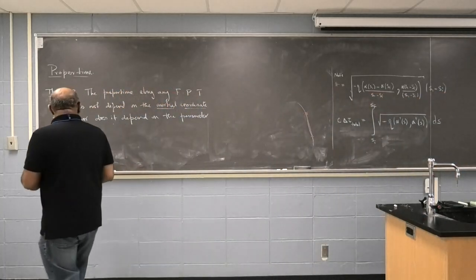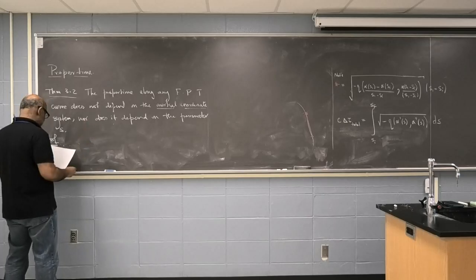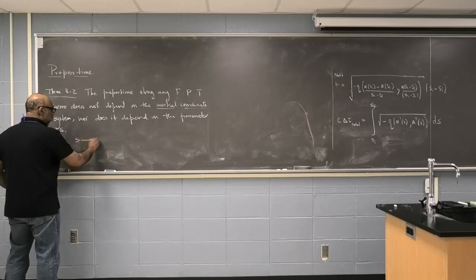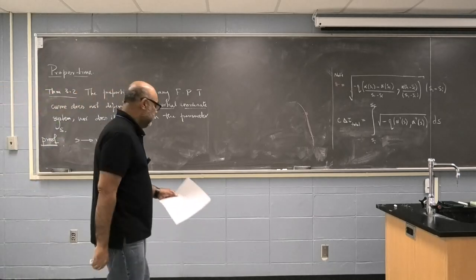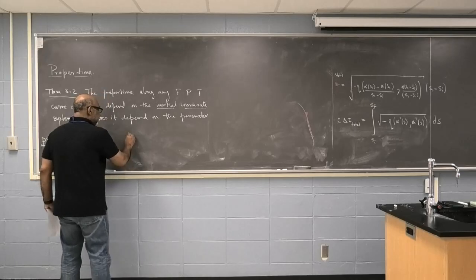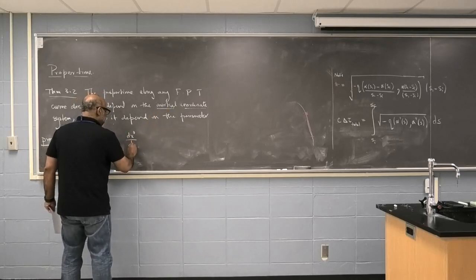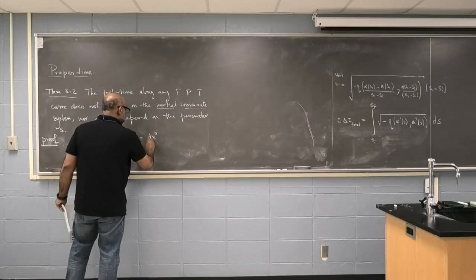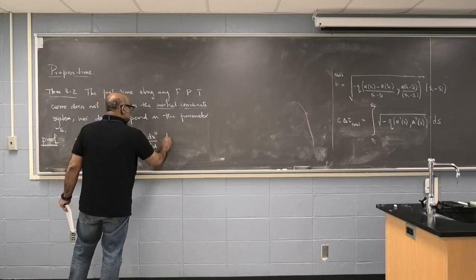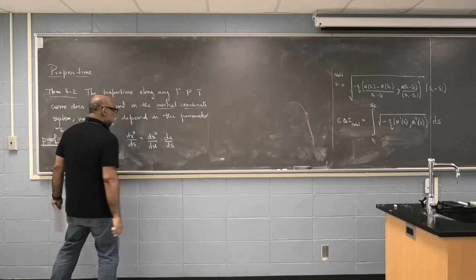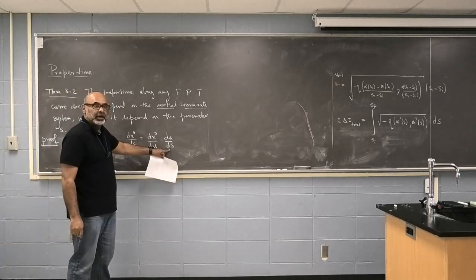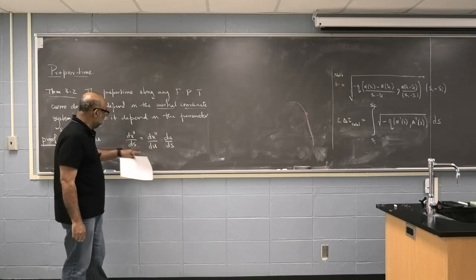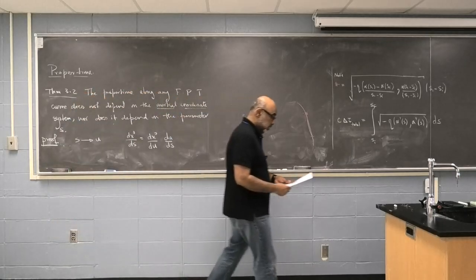I would like you to notice that if I change parameter, and suppose I replace S with a new parameter U, that means U is some function of S or S is some function of U. Then note the following: dx0 of the curve alpha ds is equal to dx0 du dus. So the parameter has to be an increasing parameter, right? Okay, I'll let you write that down.